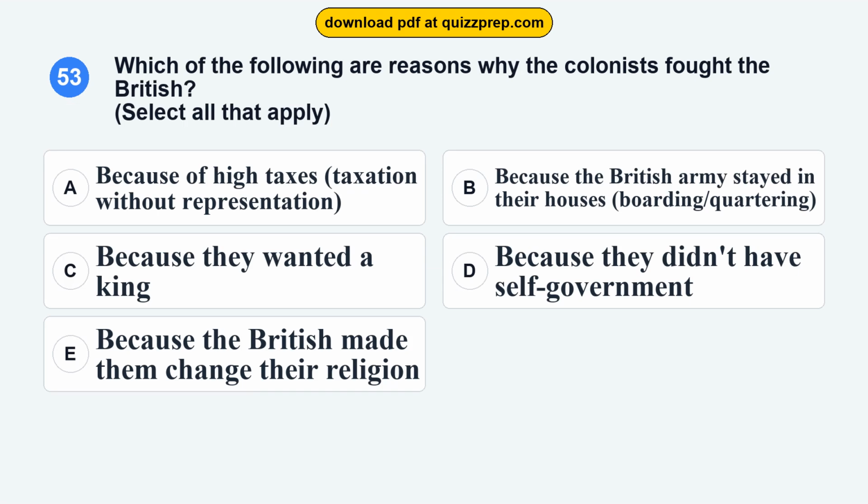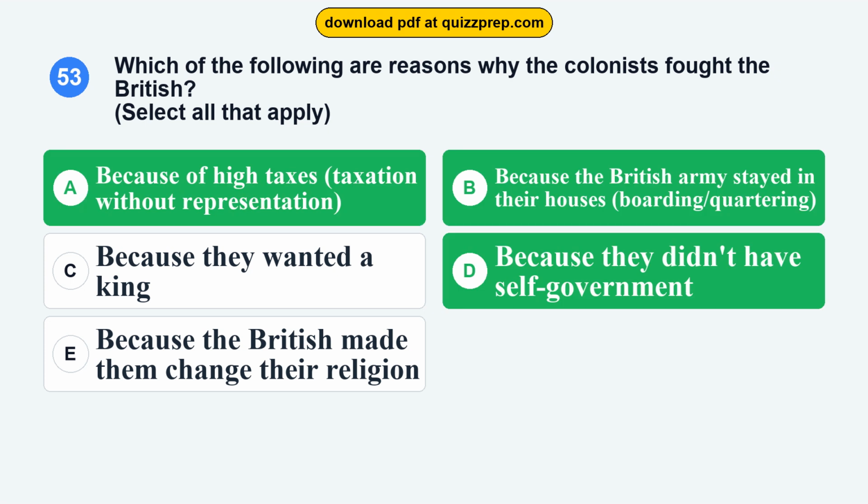Question 53. Which of the following are reasons why the colonists fought the British? Option A, because of high taxes, taxation without representation. Option B, because the British Army stayed in their houses, boarding/quartering. Option C, because they wanted a king. Option D, because they didn't have self-government. Option E, because the British made them change their religion. The correct answers are options A and B and D.